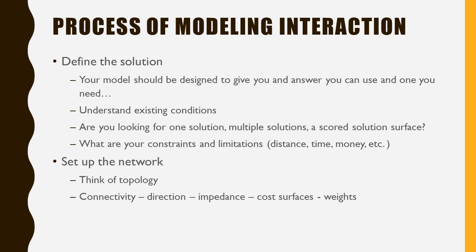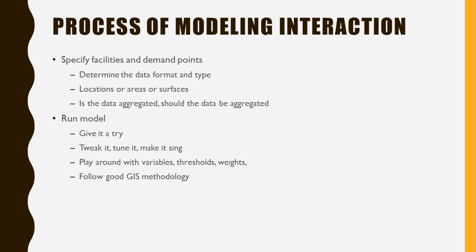Ultimately, as you understand these better, it will help you set up a network topology. You think about the topology, the connectivity, the direction, the impedance, the cost, surfaces, the weights. All these things need to not just be set arbitrarily, they need to be set to reflect the physical reality of the environment you're trying to model. Specify facilities and demand points. We talked a little bit about that.